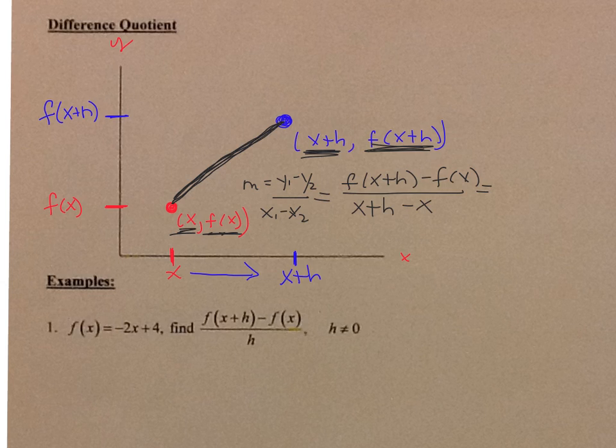And then in the numerator I have f of x plus h minus f of x over, and then my x's cancel out because x minus x is 0, over h. This is called the difference quotient. All right, so now we're just going to apply this.